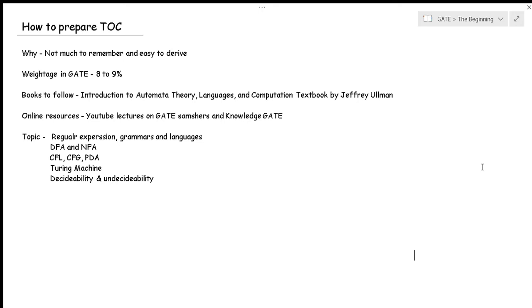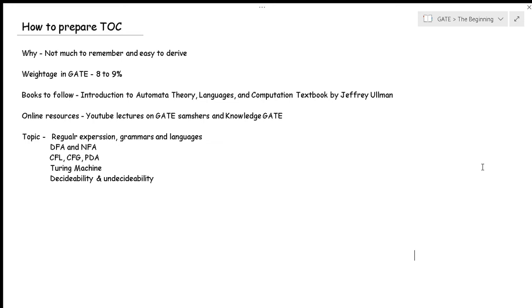On the online resources, yes, Gate Smashers and Knowledge Gate are the two channels, especially the videos on regular languages and the questions related to regular languages from Knowledge Gate are very nice. I had watched those videos. Now let's come to the topic.